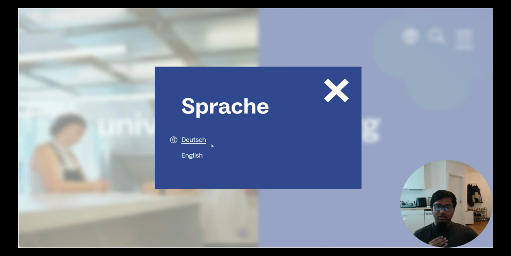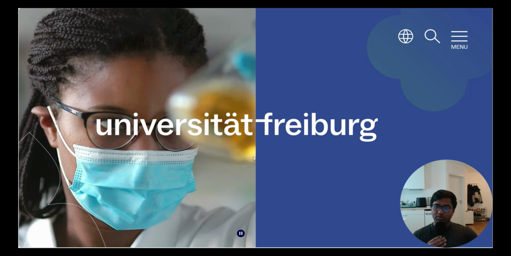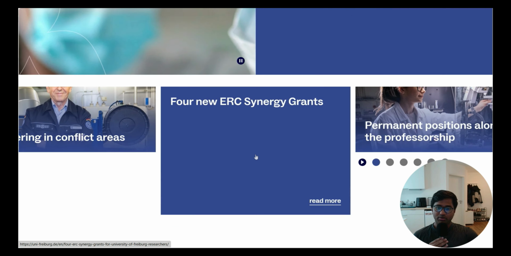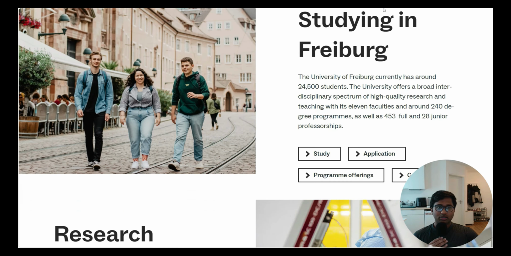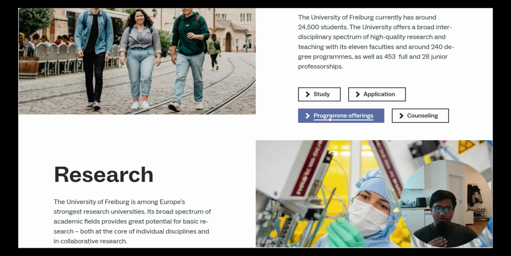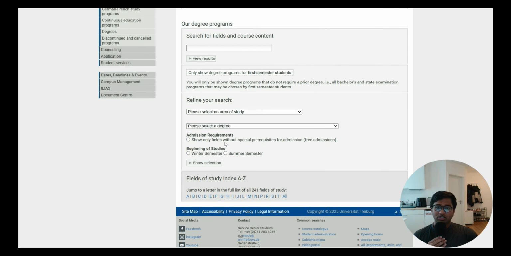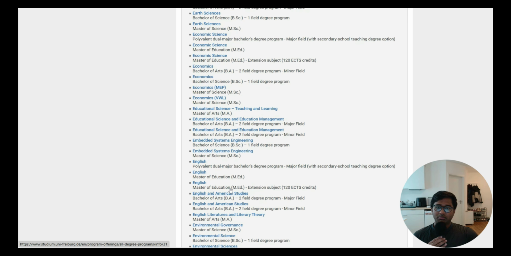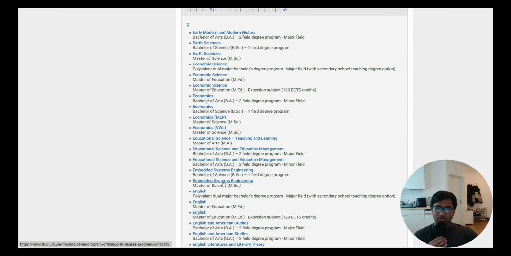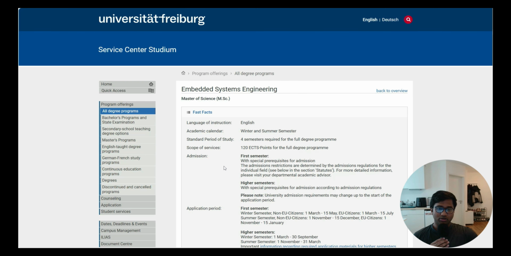Here you can directly go to the English website, and this will be the official University of Freiburg website. Here you can see Study in Freiburg. You can click on study application or anything, but we click on program offering because there you will get a list of all programs offered at the University of Freiburg. You can also search here, but if you already know the course, then you can click on E. Under E you will usually find embedded system engineering under masters. Here you can see Embedded System Engineering MSc. This is the course that we did requirement analysis for, and this is the course that we will be using as of now in order to apply.